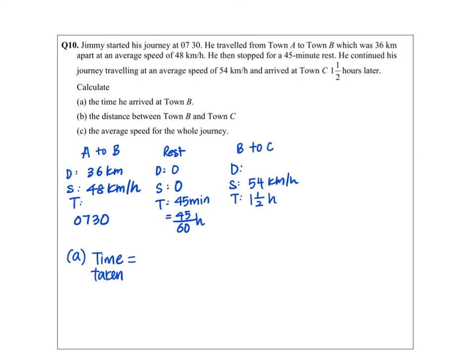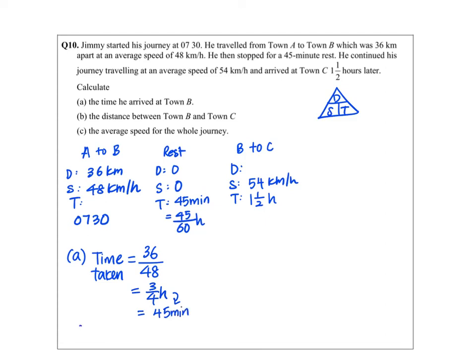Okay, so time taken to arrive is distance divided by speed. No, let me draw my favorite triangle. DST. So distance divided by speed. This will give me 3/4 of an hour. Now because I need to calculate the time taken, in terms of minutes, I need to change this to minutes. So 3/4 of an hour is 45 minutes.